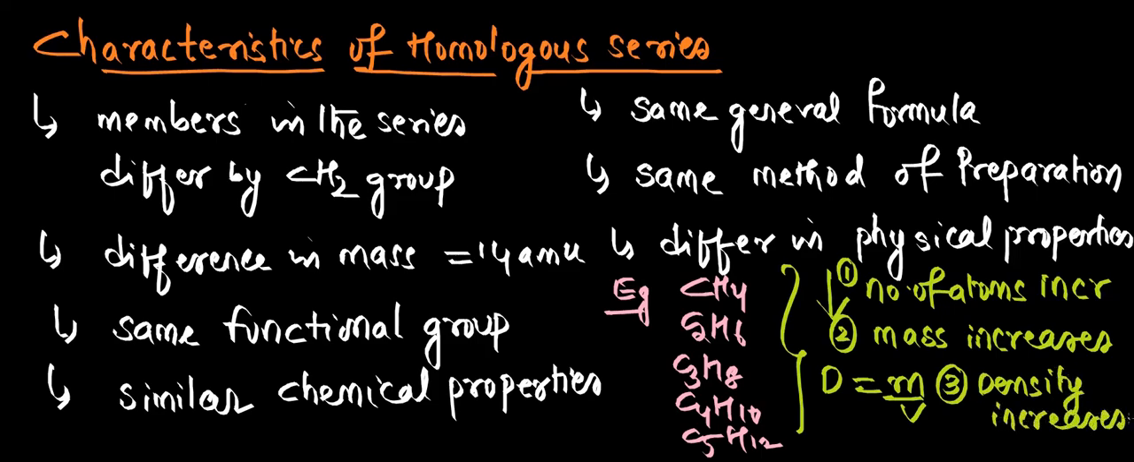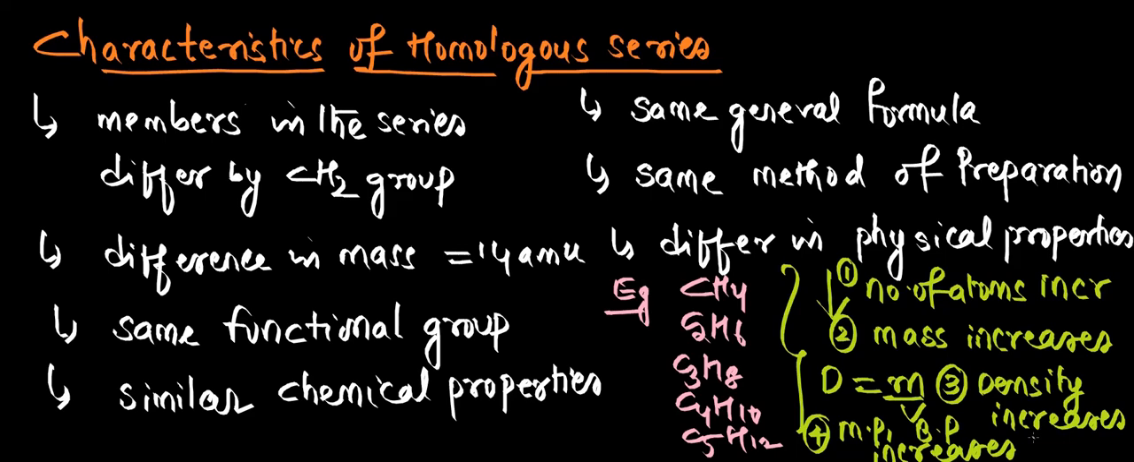If mass increases and density increases, then what happens to melting and boiling points? They also increase, right? As the molecular mass increases, melting and boiling points also increase. So I'm writing the fourth point here: melting point MP, boiling point BP, they also increase. Like this, there will be differences in physical properties, like solubility decreasing from top to bottom. When you take chemical properties, they will be similar because all of them possess the same functional group. But they do differ in physical properties.